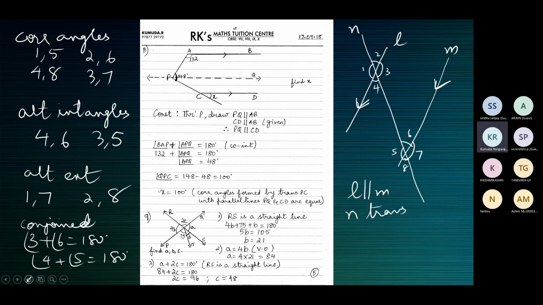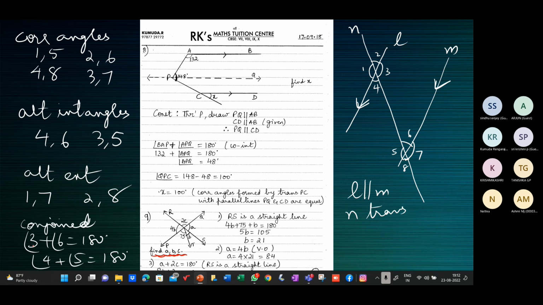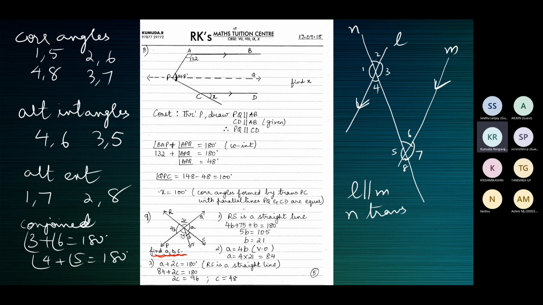All right. So question number 9, children. RS is a straight line. And what should you find? You should find angle ABC. I don't think this RS is a straight line is given. The question is find angle ABC. So the figure is given to you. You need to find the values of A, B, and C. Watch carefully what can be done.